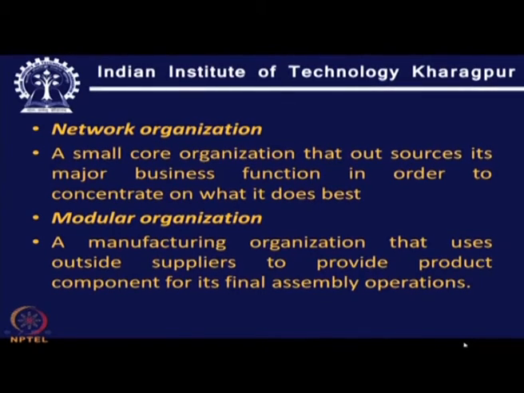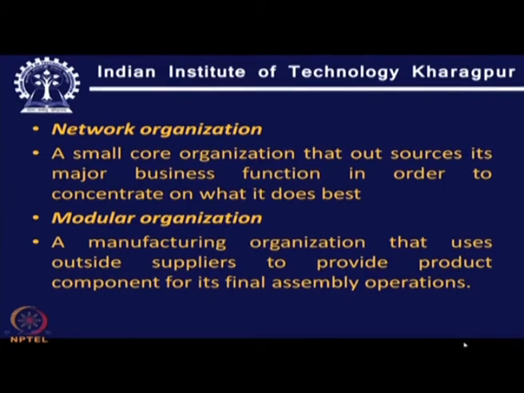Network organization is a small core organization that has outsourced its major business functions in order to concentrate on what it does. And modular organization is a manufacturing organization that uses outside suppliers to provide product components for its final assembly operations.